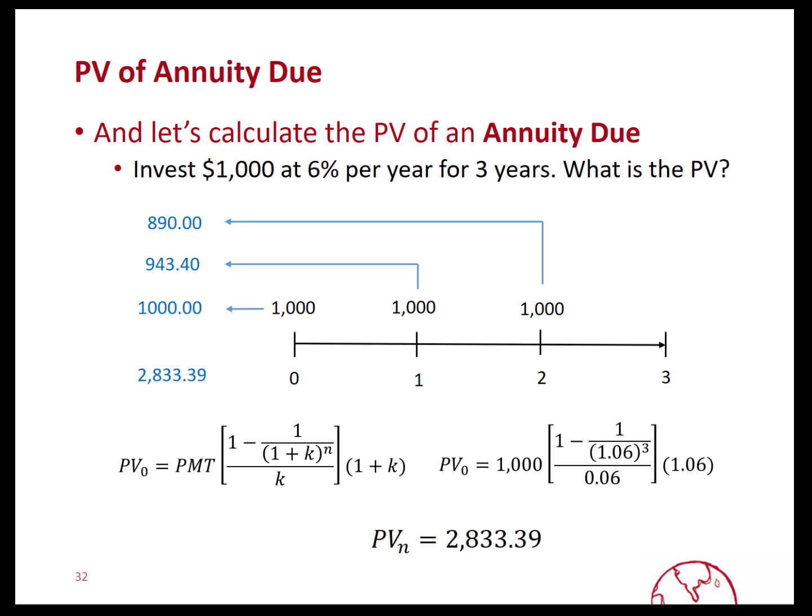Okay, so remember, when using an annuity due, you have to make an adjustment to both the future value and the present value for the fact that the timing of the cash flows is different. It comes at the start of the period, not the end of the period.